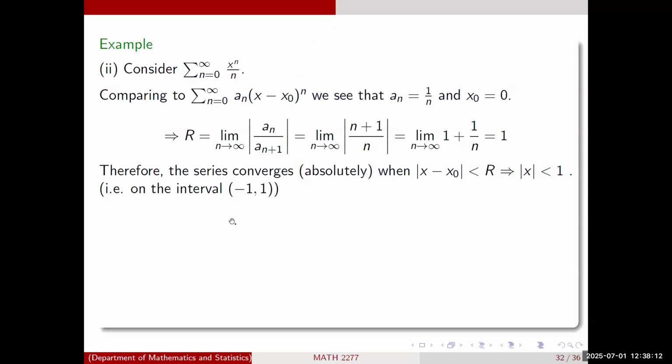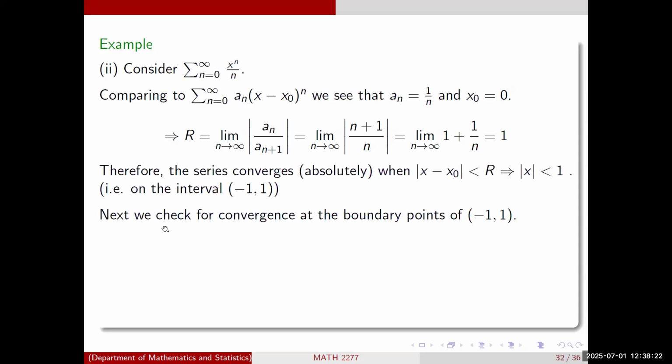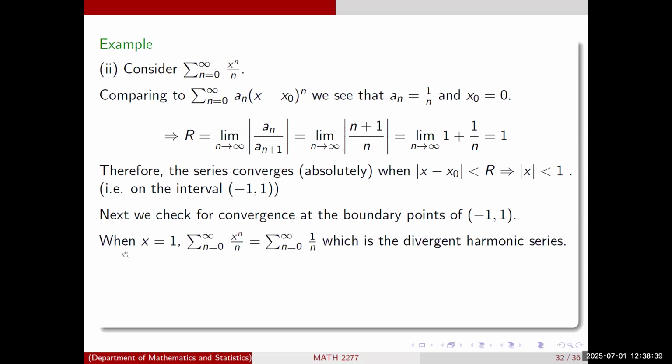Okay. So now we have endpoints. The endpoints are, of course, x equal minus 1 and x equal to 1. What is happening at those endpoints? So now we need to check convergence at the boundary of this interval. So the boundary means the endpoints. So when x equal 1 and minus 1, take those values and plug it into the original power series.